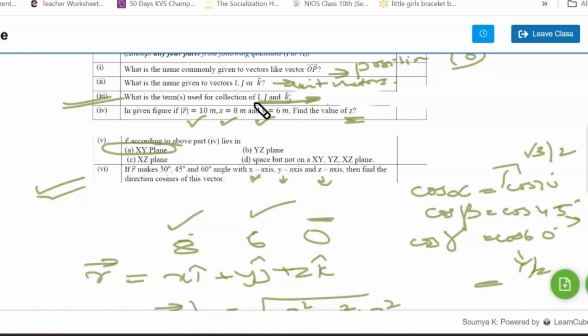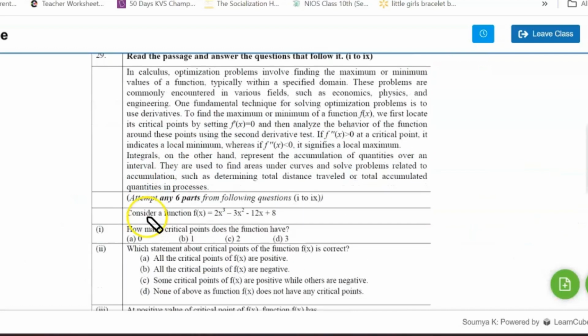Okay, the third question. A passage is given to you. Go through this passage and then attempt these questions. Attempt any 6. So first one, the function is given like this. If the function is given, what we have to do, let's see how many critical points the function has. So the given function is here.